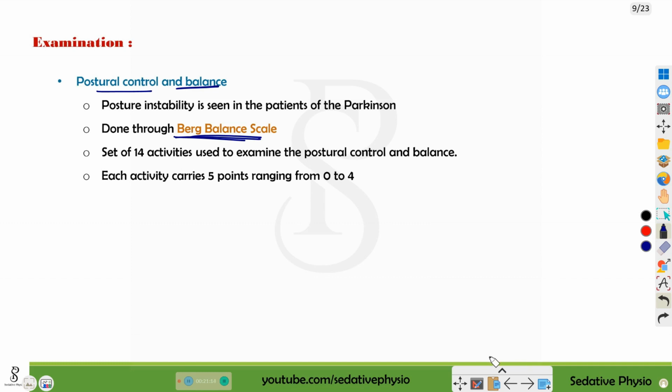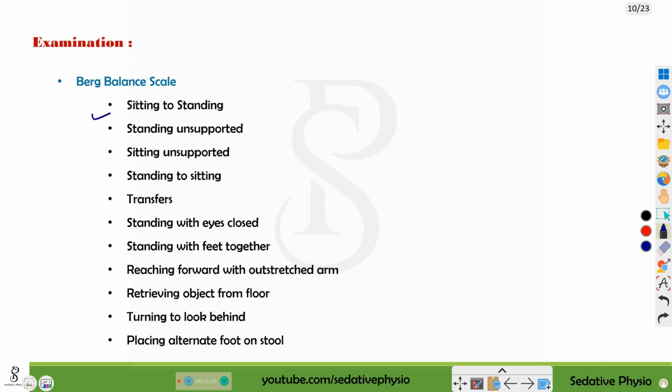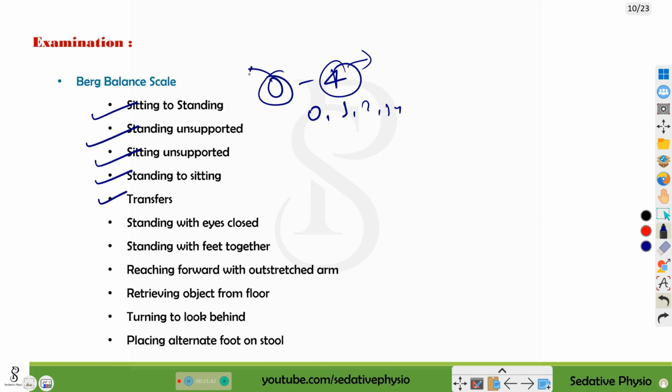Okay. Now, what are the activities that are included inside the Berg Balance Scale? It includes activities like sitting to standing, standing unsupported, sitting unsupported, standing to sitting, and transfers. We will ask the patient to do these activities one by one, and on the basis of the performance of the patient, we will give the marking from 0 to 4, whether it is 0, 1, 2, 3 or 4. 4 means it is totally normal, 0 means it is totally affected, and between 0 and 4 depends on the performance of the patient. Through this scaling system, we can check the balance of the patient. This Berg Balance Scale is also used in the case of stroke. In patients of hemiplegia, we can also check the balance through this Berg Balance Scale.